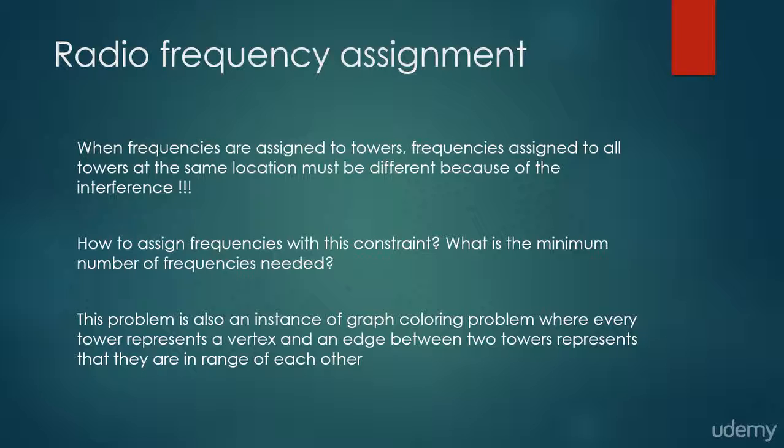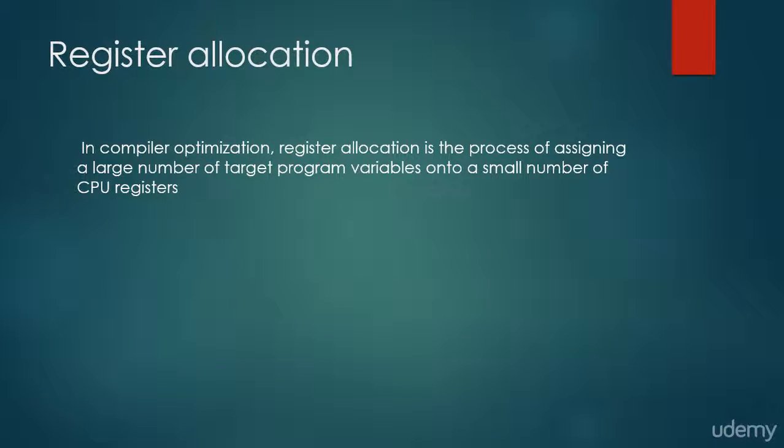This problem is also an instance of the graph coloring problem where every tower represents a vertex and an edge between 2 towers represents that they are in range of each other. And of course, as far as operating systems and software are concerned, maybe this is the most important application, the register allocation problem. In compiler optimization, register allocation is the process of assigning a large number of target program variables onto a small number of CPU registers, and these problems can be solved typically with the help of coloring algorithms.